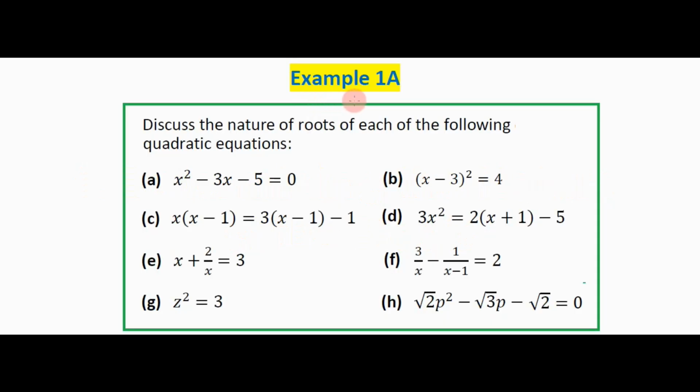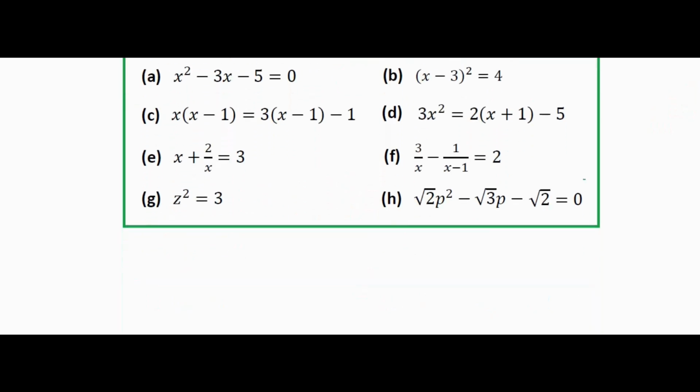So example 1a here deals with determining the nature of the roots when the coefficients in the quadratic equation are numerical. And it says discuss the nature of the roots of each of the following quadratic equations. And we are given these 8 equations. So let's have a look at the first one.